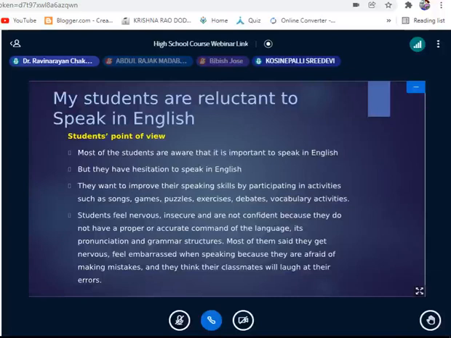So this is actually called teacher research. I hope all of you can see this slide, teacher research. Right, I'll make it full screen. So teacher research is research initiated and carried out by teachers into issues of importance to them in their own work.